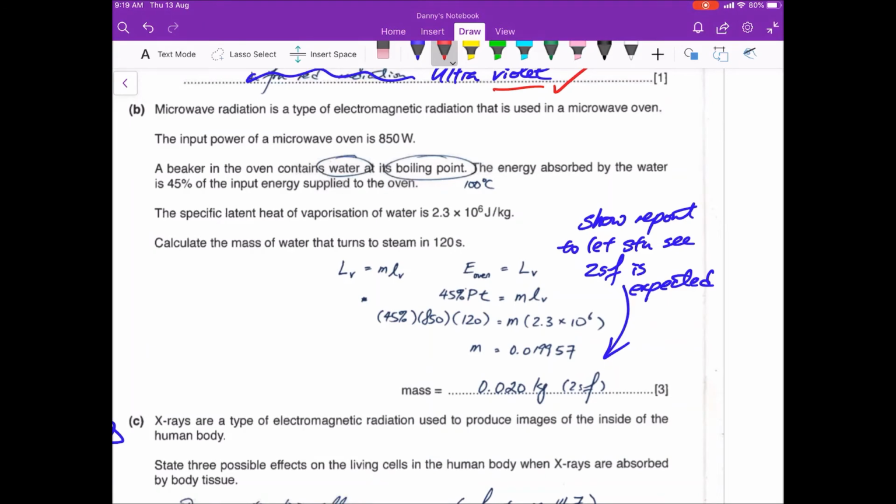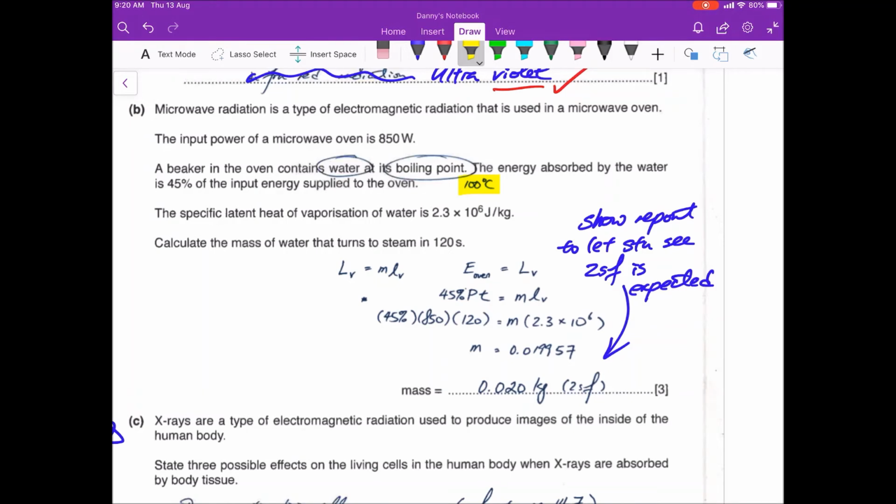After that, you are given a thermal property question. You have to use your Q equals to mc delta theta and things like that. So you can see that a beaker contains water at its boiling point. At its boiling point, it means that it has already reached 100 degrees centigrade. And the energy absorbed by the water is 45% of the input energy supplied to the oven. So basically, the water is receiving energy emitted by the oven.